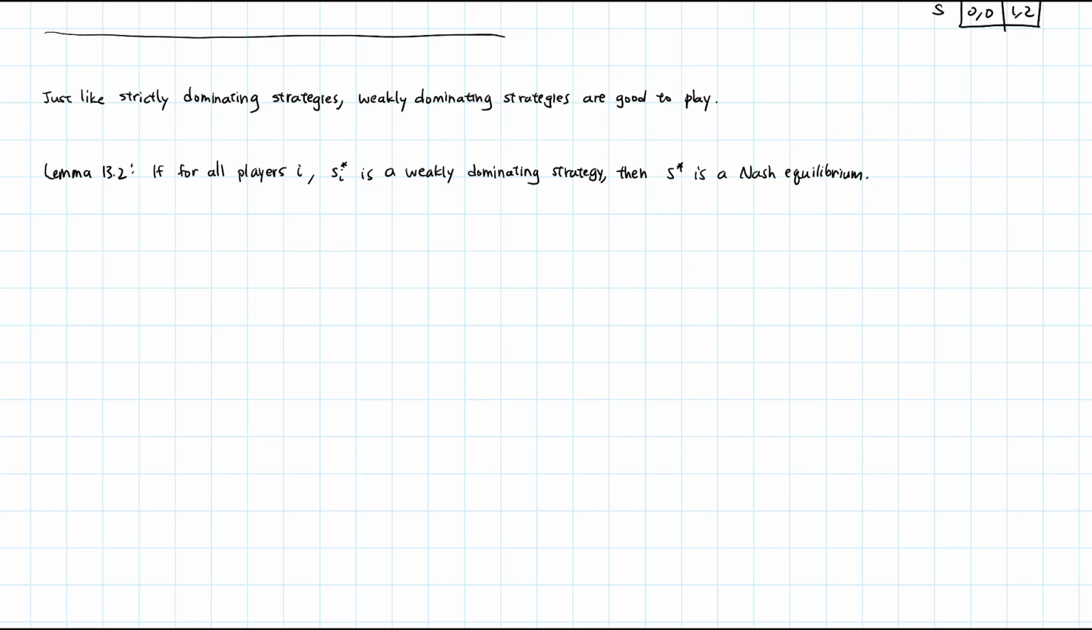In the next lecture, we will discuss a game that has a weakly dominating strategy, which is a special type of auction.